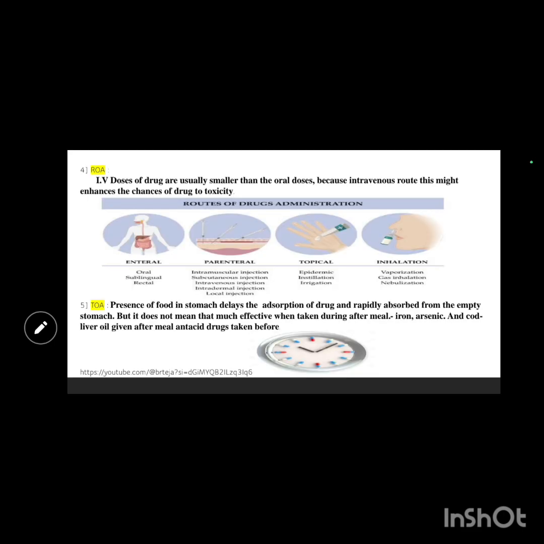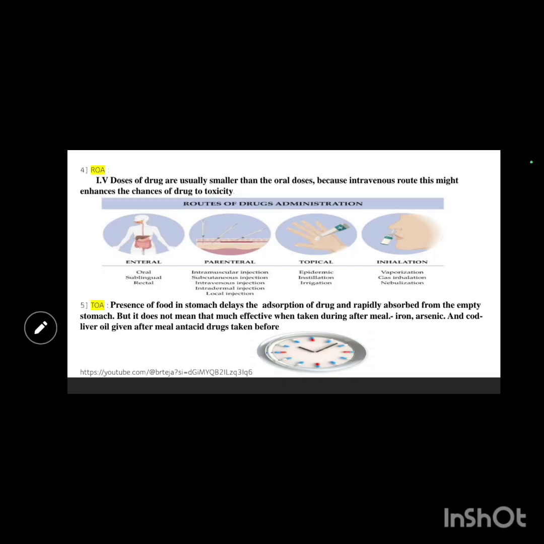See, the next one, fourth one, is route of administration, ROA for short. Route of administration is basically IV and others. Drugs are taken and followed in some routes of administration.